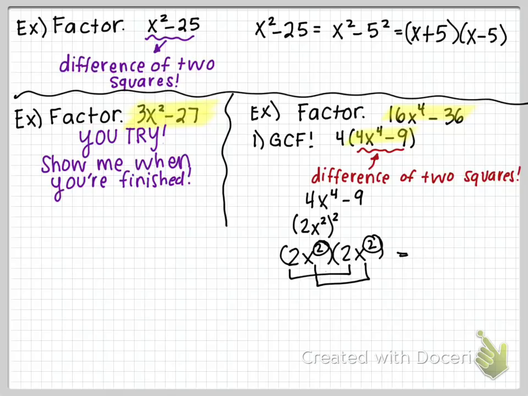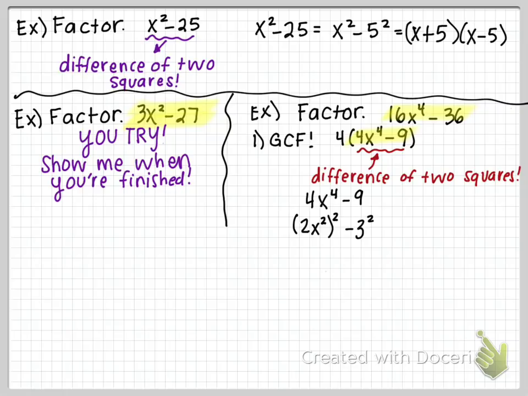So when we have a 4x to the 4th, we can write that. That is a perfect square. So we can write that as 2x squared. And then what's 9? 3 times 3, right? So minus 3 squared. So our a in this case is 2x squared, and our b is 3.